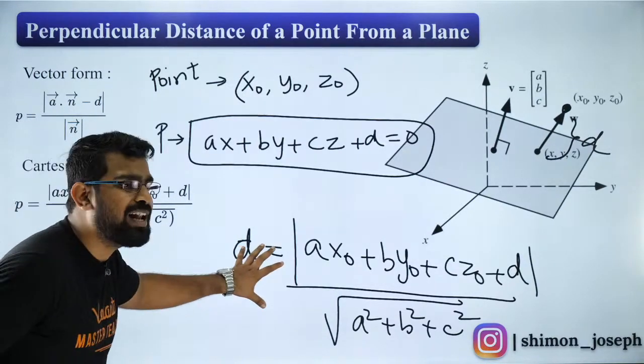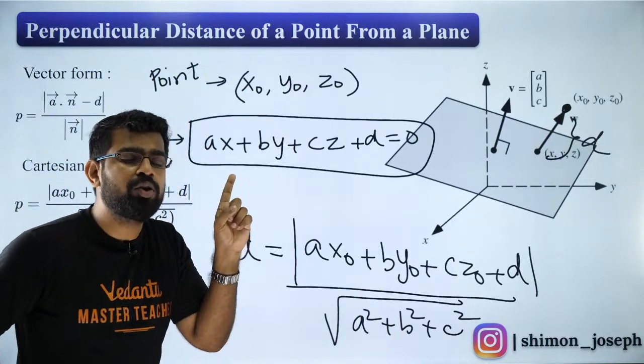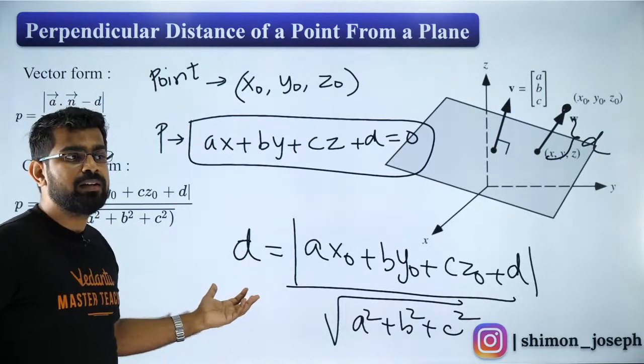So guys, this formula is very similar to the formula which we use in two-dimensional geometry to find distance between a point and a line. Very similar to that. Okay?